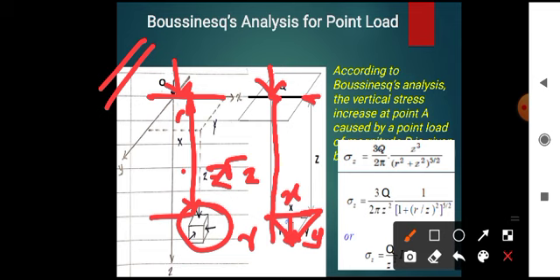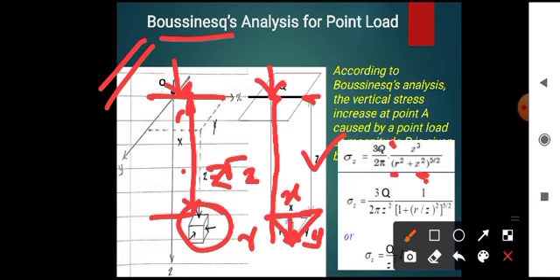Using this, the equation was set out by Boussinesq. The first equation: the vertical stress magnitude sigma z is given by 3Q divided by 2 pi into z cube divided by (r square plus z square) to the power of 5 by 2, where r is the radial distance, z is the depth, and Q is the magnitude of the point load. Sigma z is the vertical stress magnitude at depth z.